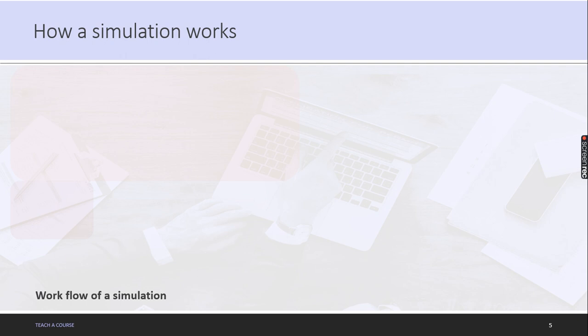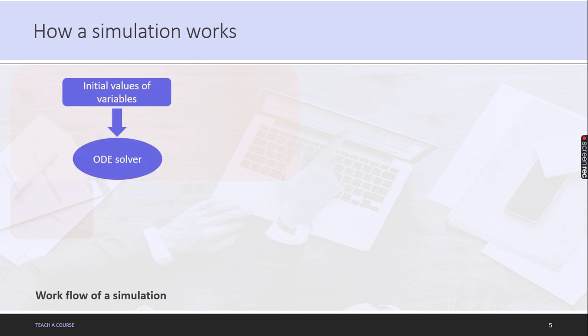Now, how does a simulation work? Probably we already know, and we have taken some examples. Just to summarize once again, we need initial values of the variables which are important from the model perspective. It may be biomass, substrate, or product concentration. Initial values means at time 0. Of course, in case of ordinary differential equations, a solver is required when you are dealing with a dynamic model, but it may not be required if it is not a dynamic model behavior.